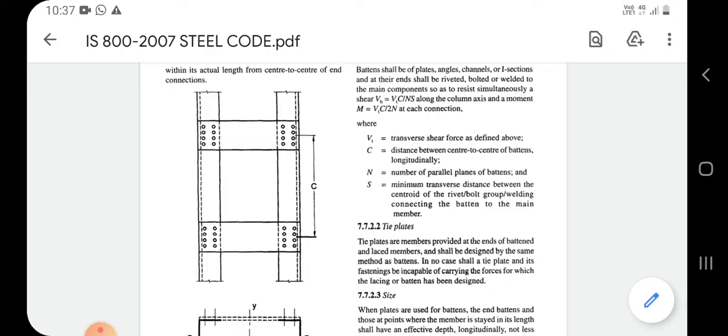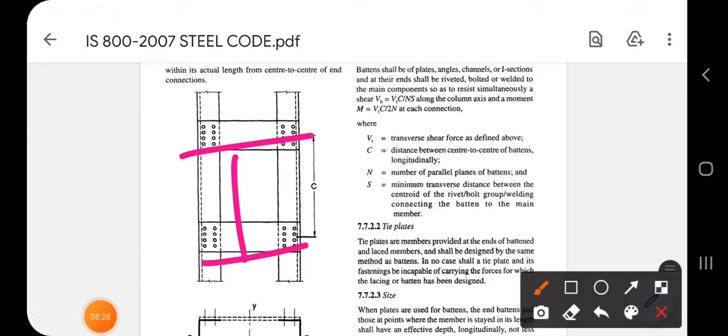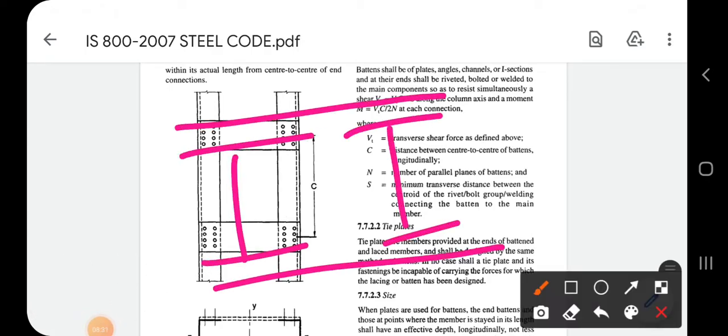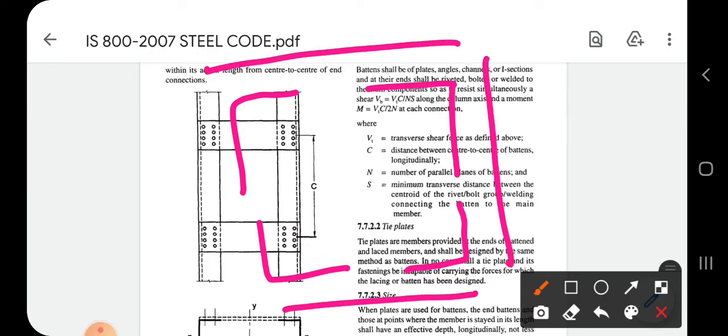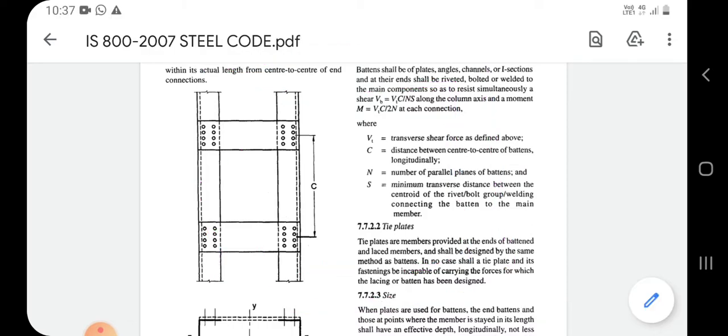So in a battened column, N will be equal to 2. On either side of the main members, there will be one pair of batten plates. So N will be equal to 2, number of parallel planes of battens. Like if it is an I section, you can say that N equals 2, whereas for angle sections, N will be equal to 4. Number of parallel planes will be equal to 4. That is a complex question. So normally we will have problems with N equal to 2, but just understand what N is.